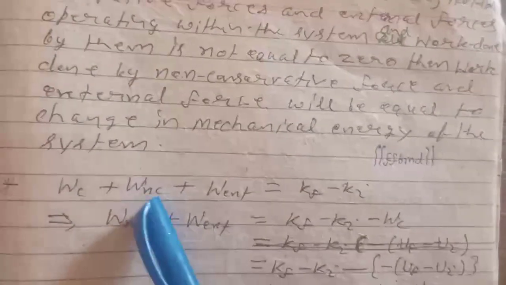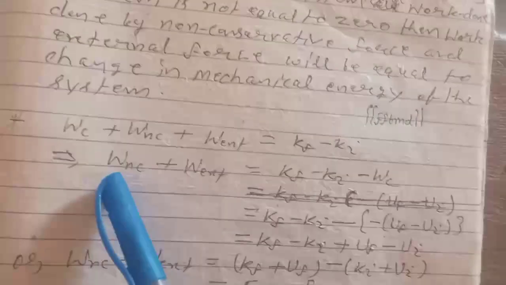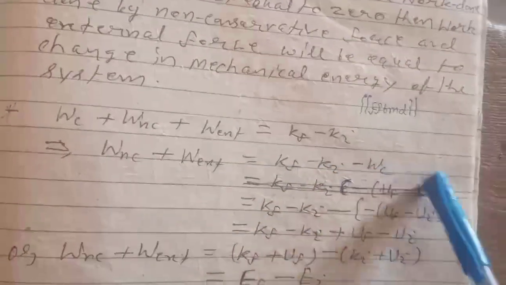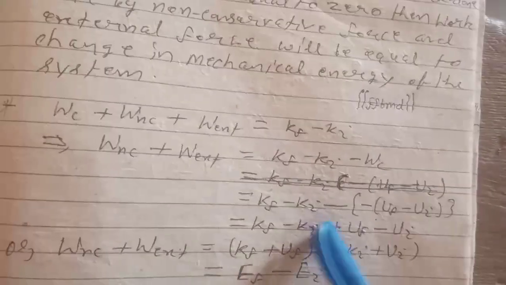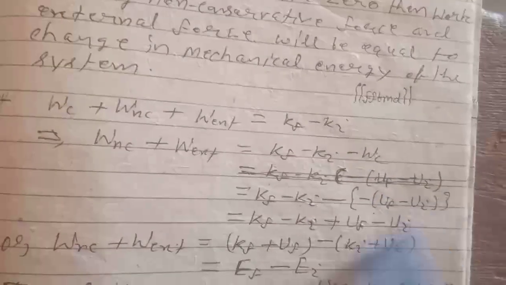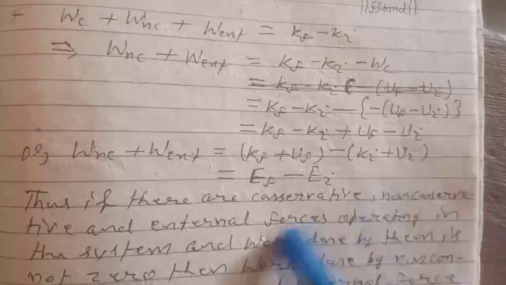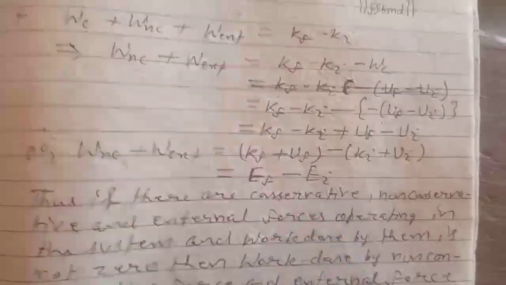Wc plus Wnc plus W external equals Kf minus Ki. Again, this implies Wnc plus W external equals Kf minus Ki minus Wc, that is Kf minus Ki minus (Ui minus Uf), or Kf minus Ki plus Uf minus Ui, or Wnc plus W external equals Kf plus Uf minus Ki plus Ui, or Ef minus Ei.